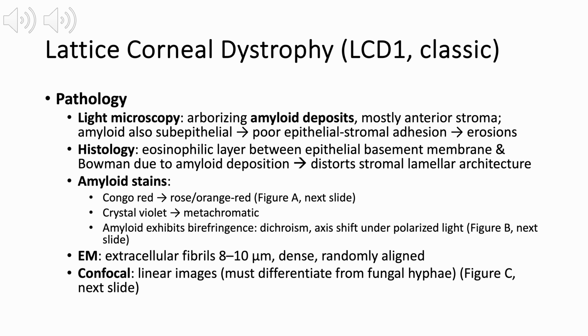Amyloid stains help confirm the diagnosis. Congo red will turn the deposits rose to orange red, while crystal violet demonstrates metachromasia. Under polarized light, the amyloid exhibits birefringence with dichroism and an axis shift, which is a diagnostic feature. Electron microscopy shows dense extracellular fibrils about 8 to 10 microns in size, arranged in a random pattern. Confocal microscopy demonstrates linear images, but these must be carefully differentiated from fungal hyphae to avoid misdiagnosis. As you would expect, management includes SK, PTK, LK, DALK, and PKP.